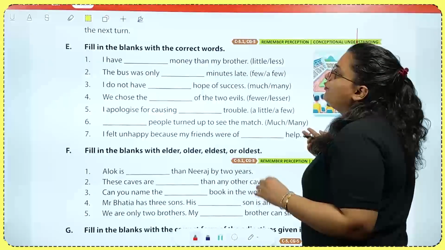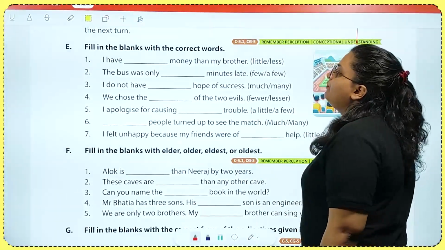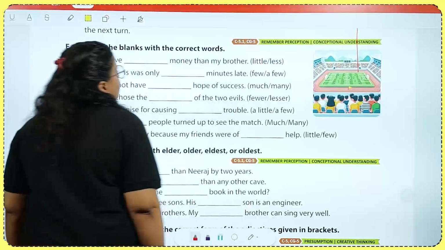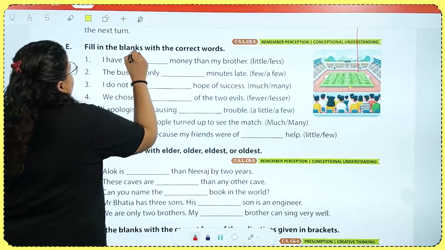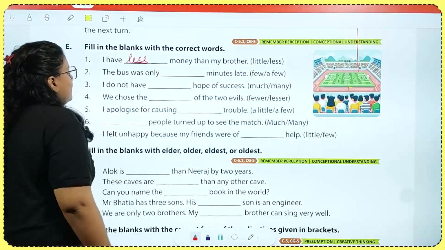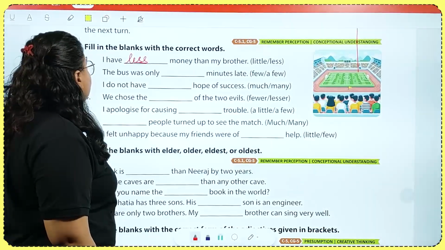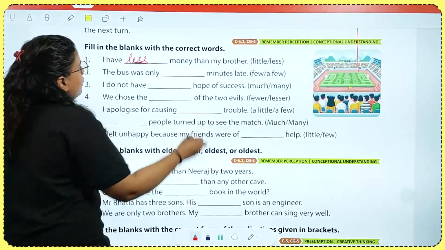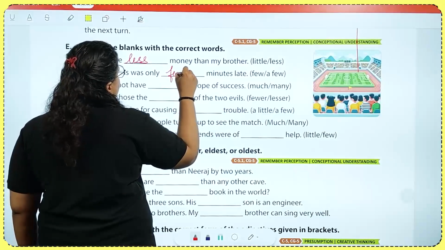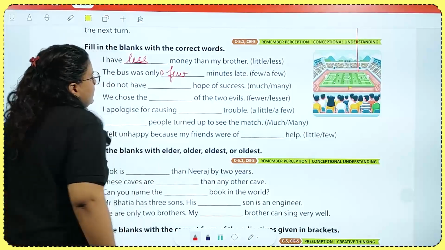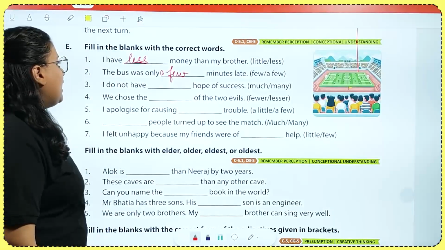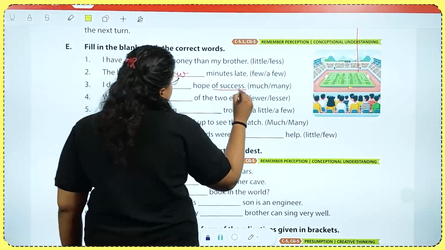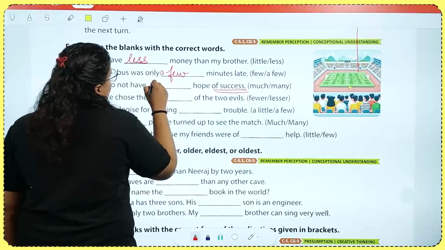Okay, the next question. Fill in the blanks with the correct word. I have dash money than my brother. I have little money and less money. We'll say less. The bus was only dash minutes late. Few. The bus was only a few minutes late. I do not have dash hope of success. Much or many? Success is a quantity. It cannot be counted. Much.